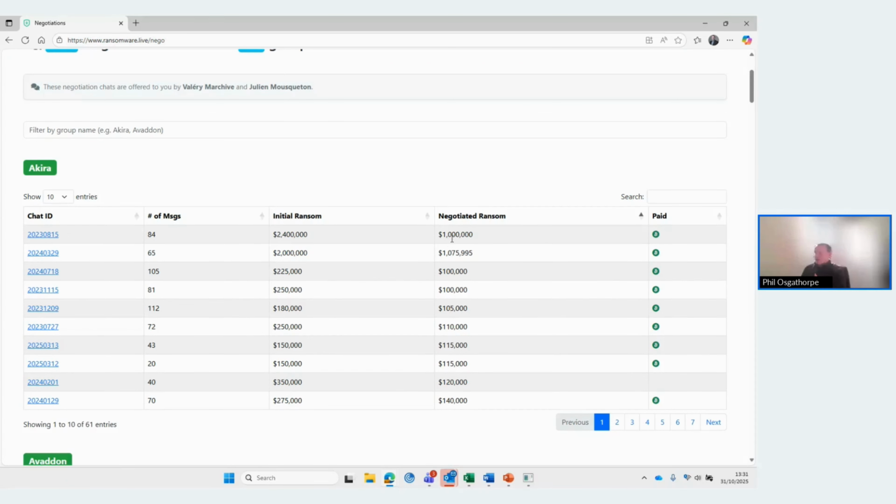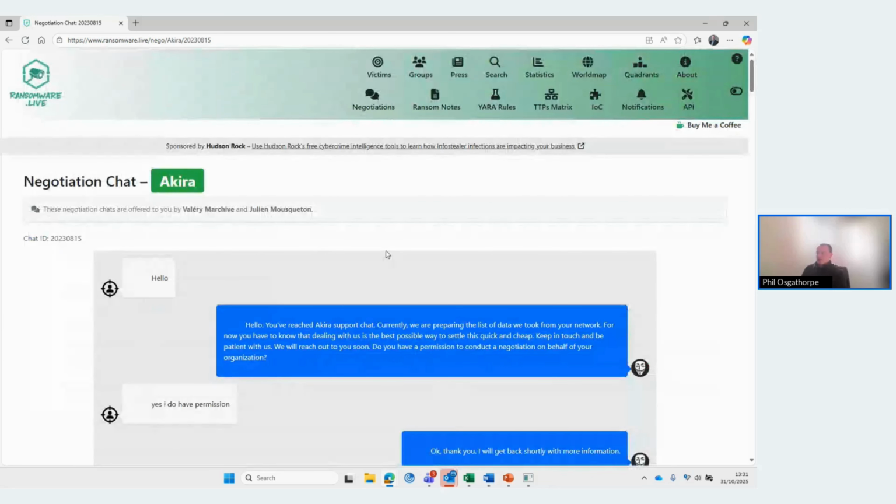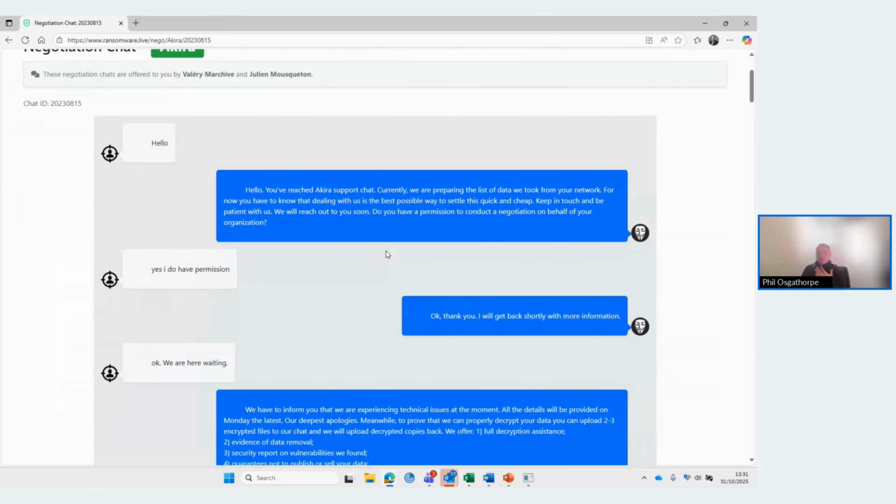And what you can do is, if we take this line here where they requested 2.4 million and they received 1 million, there were 84 messages in that chain. How can we see that? Well, if we click this link here, you can now start to see the conversation, the encrypted conversation between the cyber criminal organization and the victim.